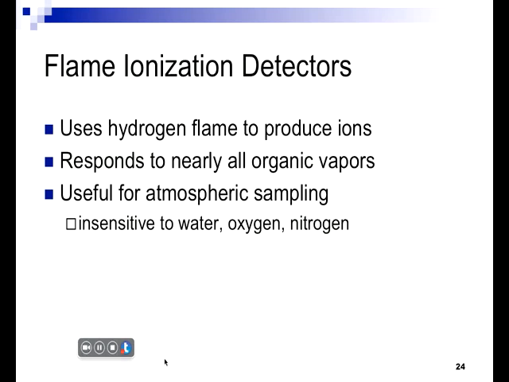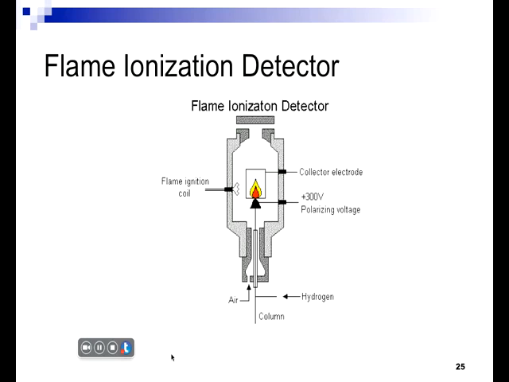The next kind is a flame ionization detector. And similar to a photoionization detector, they use energy, but instead of UV light, they use flames to produce ions. And most organic vapors can be burned, so they can produce ions with this technology. And it's useful for a lot of different sampling, including atmospheric sampling, because this technology has low sensitivity to water, oxygen, and nitrogen, so you're not going to get interference with common atmospheric sampling contaminants or constituents.